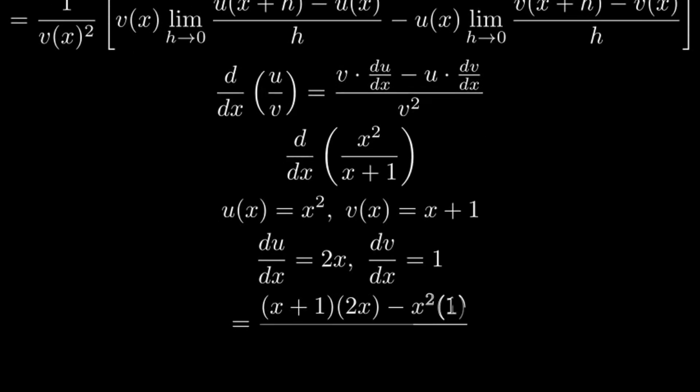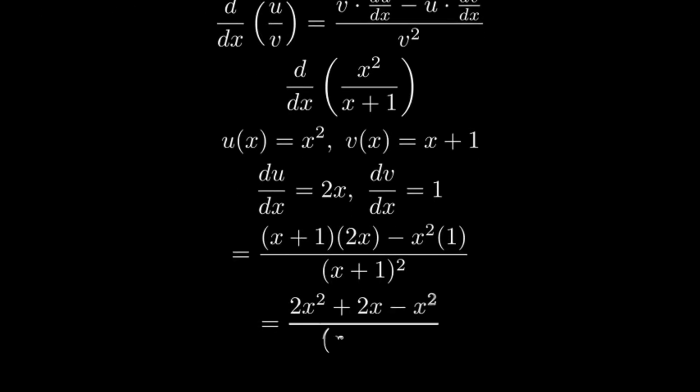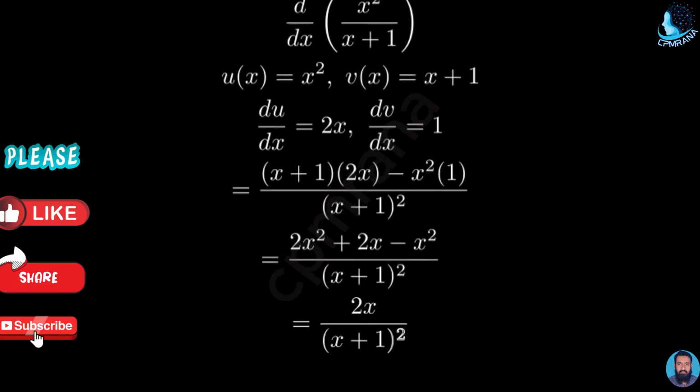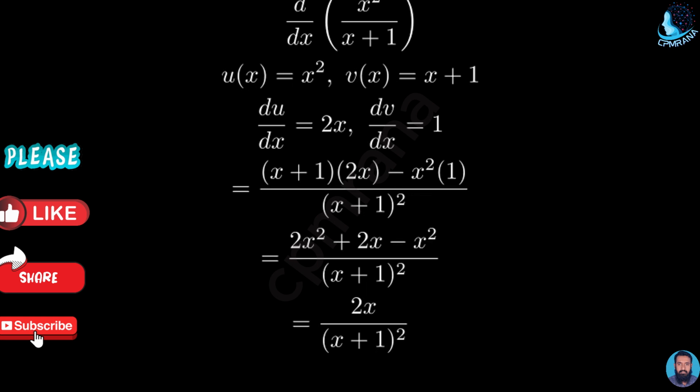Plugging these into our formula, we get x plus 1 times 2x minus x squared times 1, all over x plus 1 squared. This simplifies to 2x squared plus 2x minus x squared, all over x plus 1 squared, which further simplifies to x squared plus 2x over x plus 1 squared.